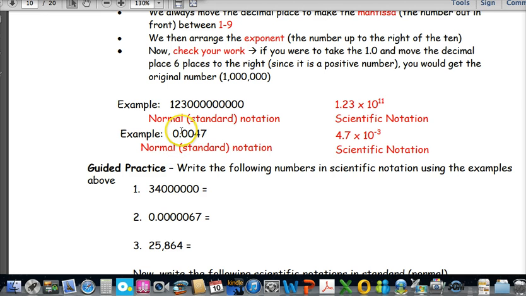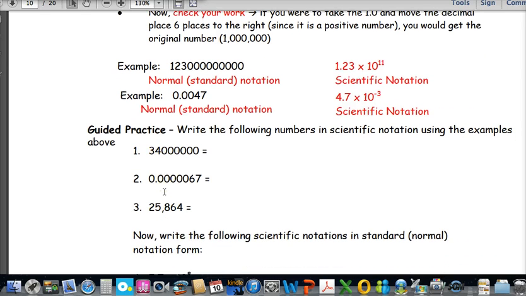Any number that begins with 0 point is going to be less than 1. That means it's a negative exponent. So here is the decimal. I have to go 1, 2, 3. If I put the decimal here, that's going to make the number, the mantissa, 4.7, which is between 1 and 9. I don't want to move it here because that would be 0.47. That's less than 1. And I moved it 3 places, but because it's a very tiny number, it's going to be a negative exponent. Let's take a look at the examples at the bottom here.